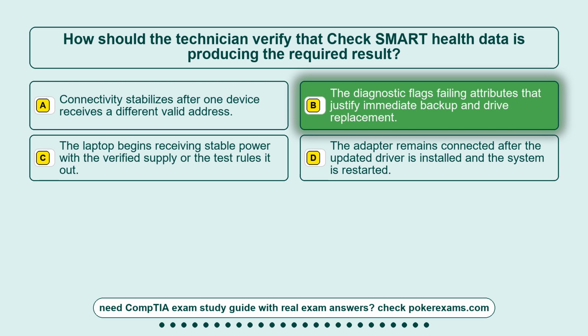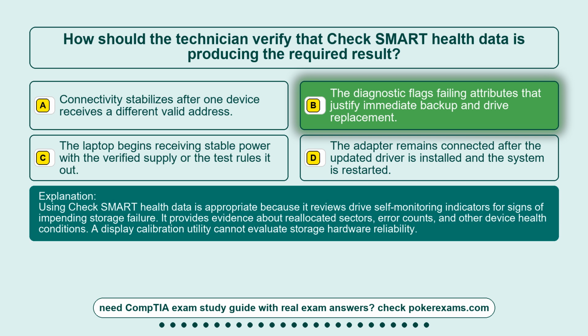The correct answer is option B. The diagnostic flags failing attributes that justify immediate backup and drive replacement. Using Check SMART Health data is appropriate because it reviews drive self-monitoring indicators for signs of impending storage failure. It provides evidence about reallocated sectors, error counts, and other device health conditions. A display calibration utility cannot evaluate storage hardware reliability.